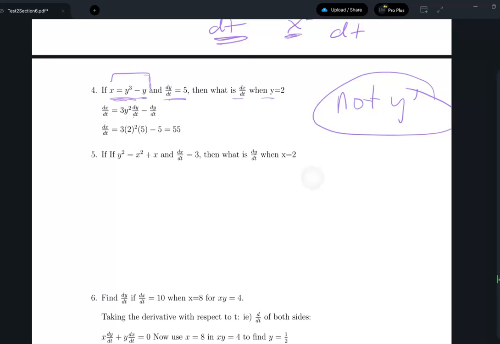So now I'm going to plug in when y equals 2, and the dy over dt is 5. Oh, and look at that, there it is. It's ready to go. Let's do one that's very similar.